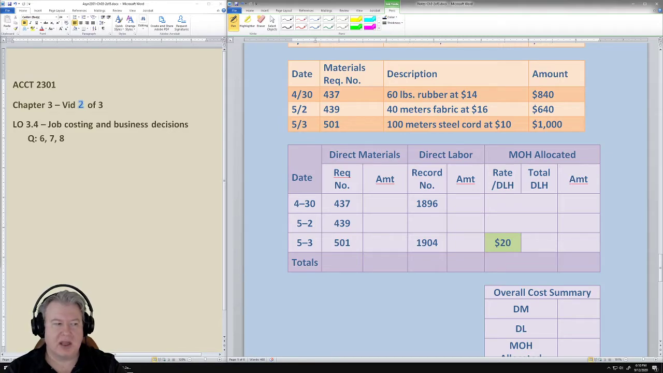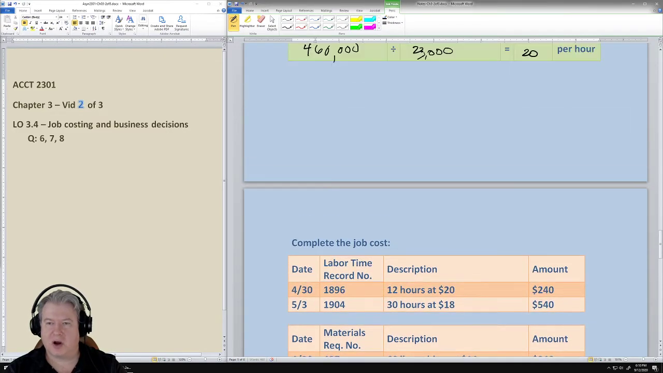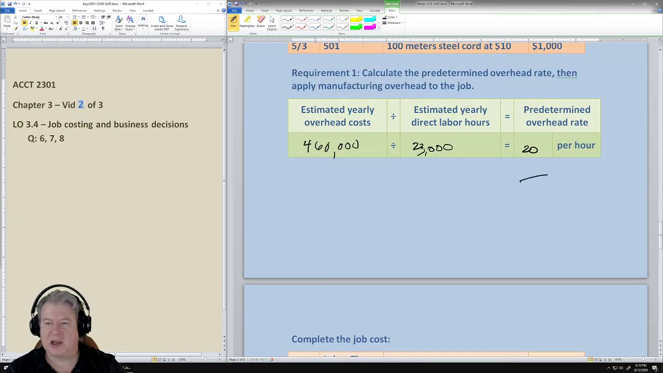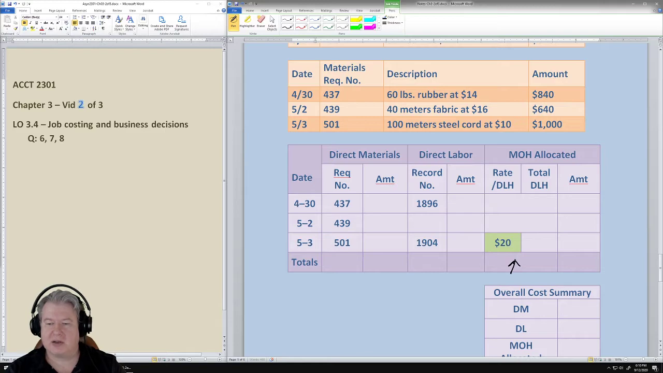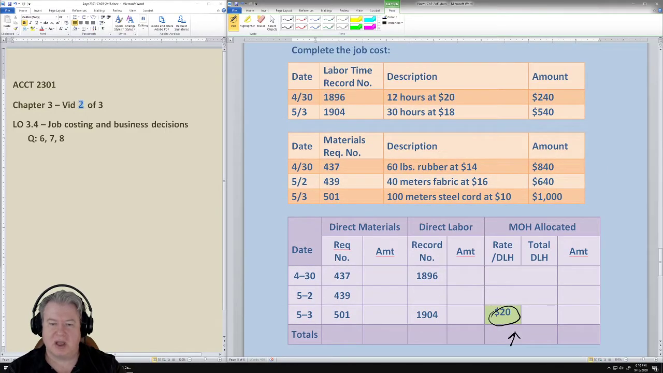Okay, so we'll pull this same information down, and we've got a little bit of a complicated table, and I've tried to simplify it here. Now just be aware this is pulled from here, right? We just calculated this. This is our predetermined overhead rate, and I've just plugged it in here saying that this is our rate.